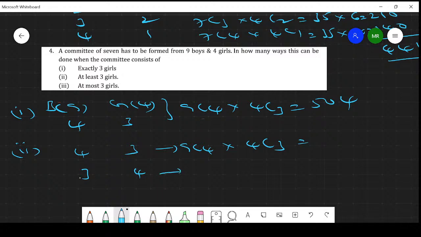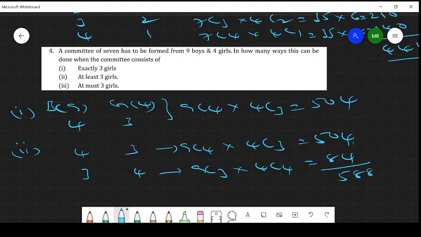And another case here, 9C3 into 4C4. This is the required number of ways. We know 9C4 into 4C3 is 504, same as the previous one. And you simplify 9C3 into 4C4, it comes 84. Total, you can add this one, 588 it comes. 588 is the answer for the second case.